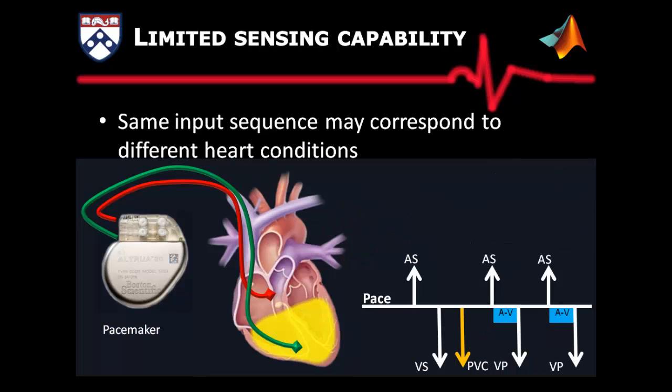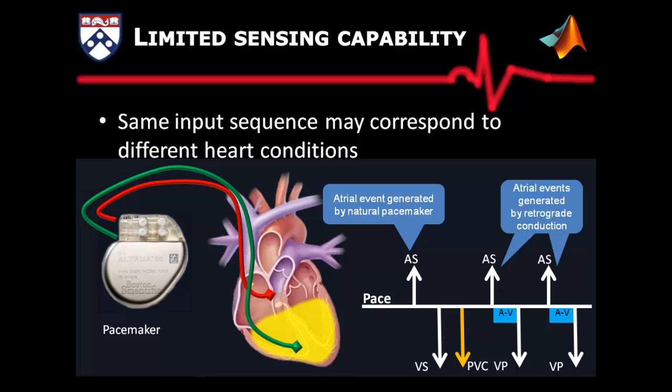The pacemaker has only 2 leads for sensing. As a result, the same input sequence may correspond to different heart conditions. In the ELT case we just saw, the first atrial sense event was triggered by a heart signal generated from its natural pacemaker. The other 2 events were generated by backward conduction, but the pacemaker treats them with no differences, leading to inappropriate behavior.